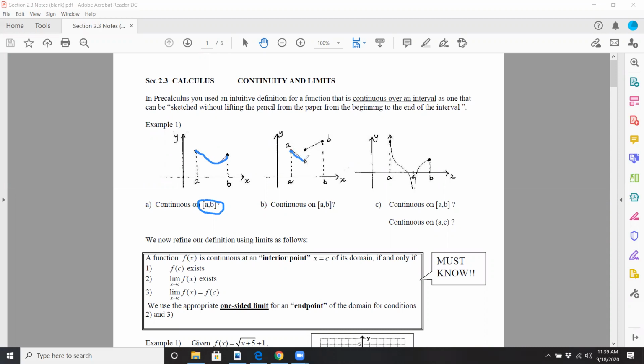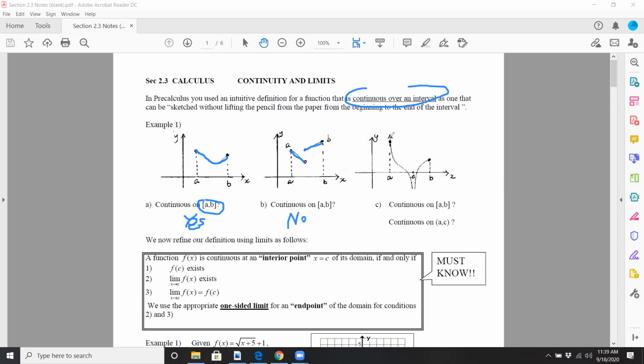Whereas here, I draw this and then I have to lift my finger and then get to the next part. So there's a break here. So the answer, of course, is yes. We are continuous over an interval, the interval from a to b. Here I'm not continuous because obviously there's a break, so we say no.